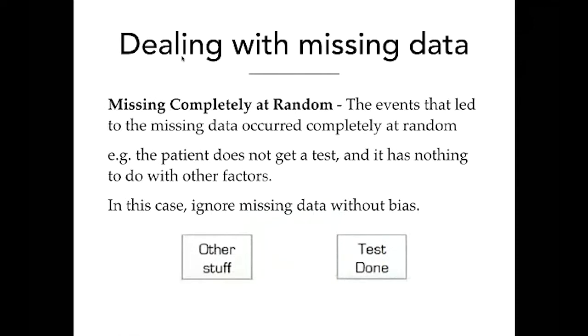The data can also be missing completely at random. And this means that the patient does not get the test, so the data is missing, but has nothing to do with anything else. As you can imagine, this doesn't happen very often because often things are very interrelated. But in this very unusual case, you can ignore missing data without bias.